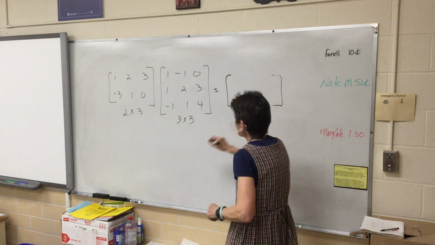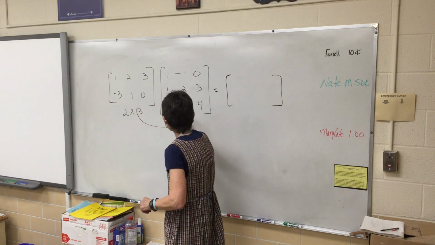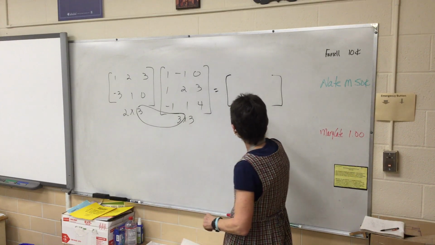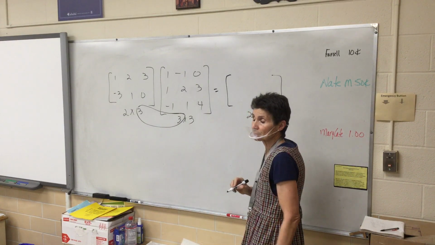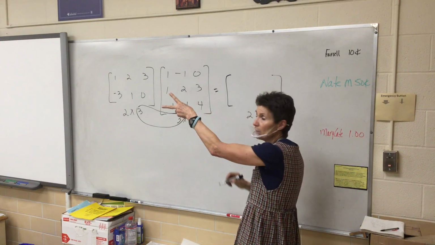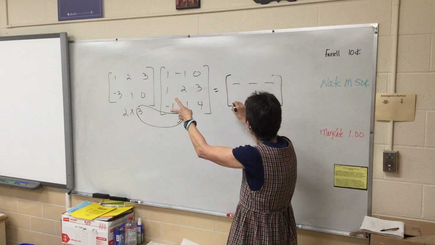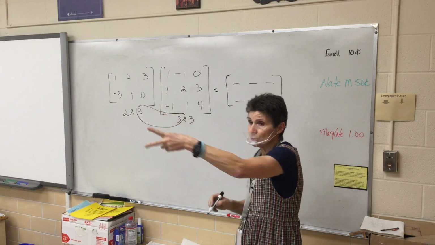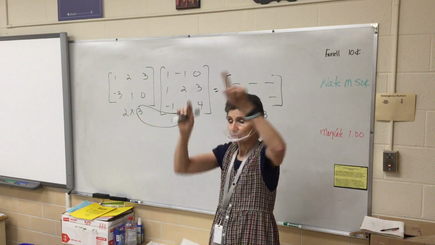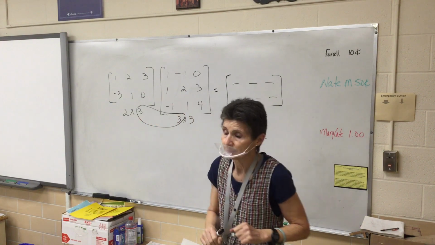How big will my answer be? These match, so that means it works. So my answer will be a 2 by 3. Which means 2 rows and 3 columns. So 2 rows of the bleachers, 3 columns of the White House.